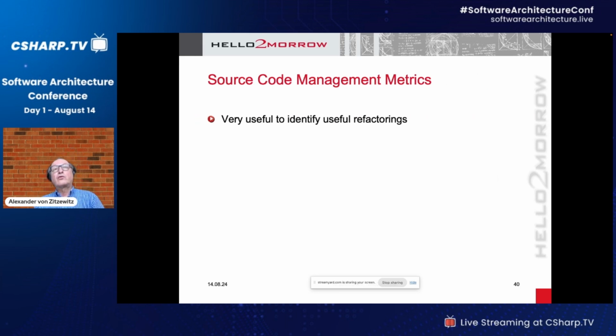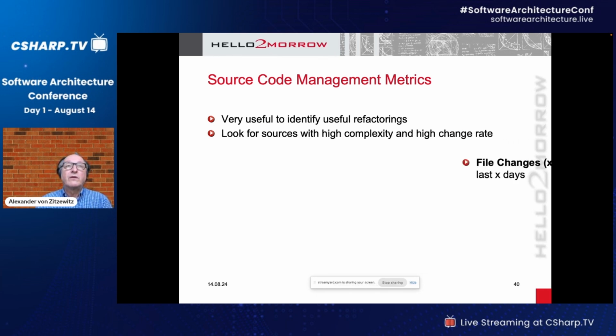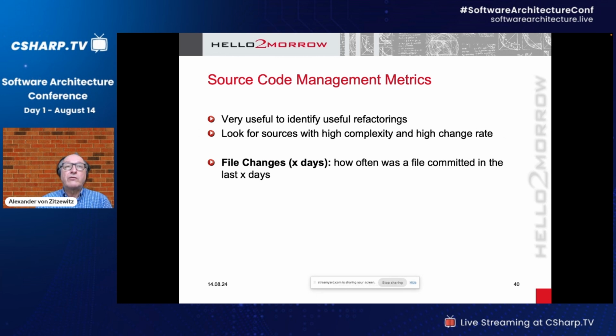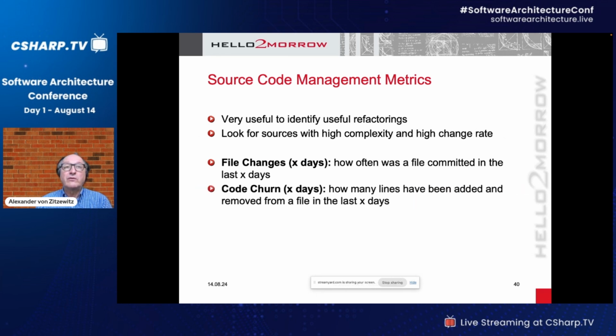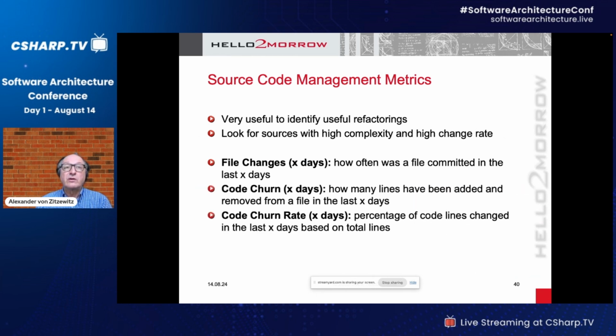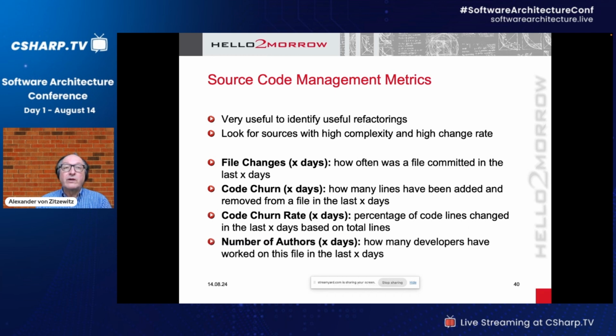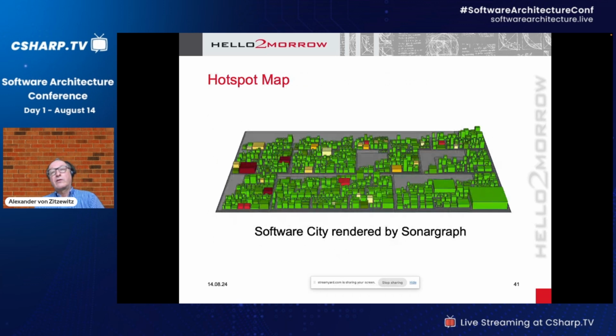There are some source code management metrics that are really interesting. Basically, metrics derived from a version control system: change frequency, how many file changes did we have, how many commits, how many lines have been changed, what is the code churn rate, the lines that have been changed in relation to the total number of lines in your code base, and how many different authors have worked on a piece of code. And that can, at the end, lead to this hotspot map here.